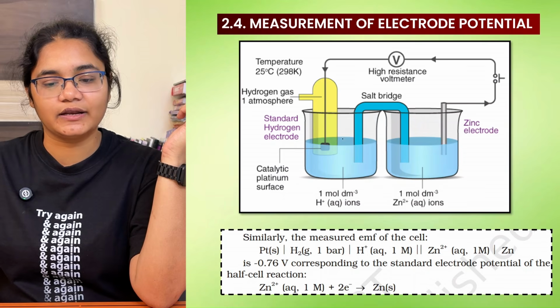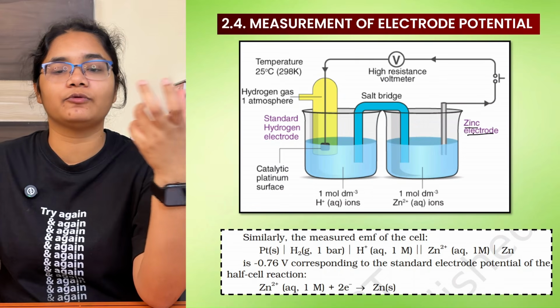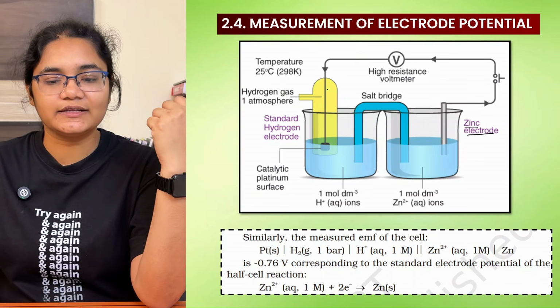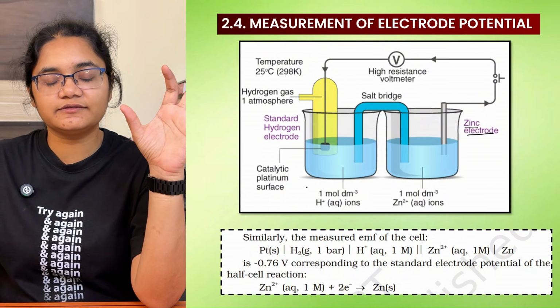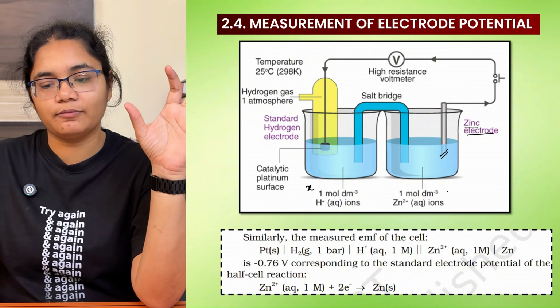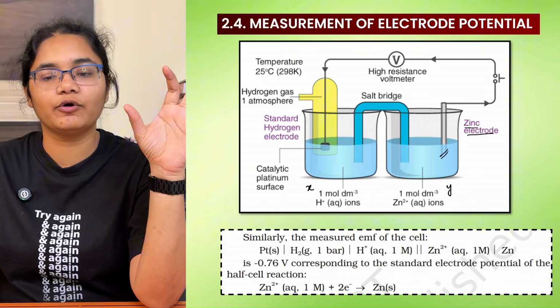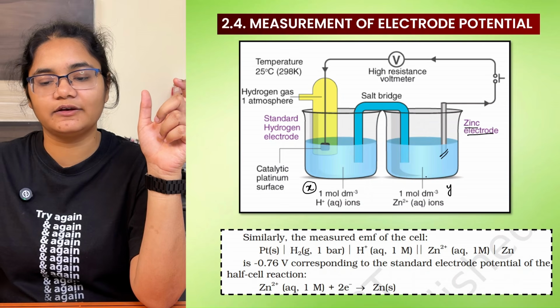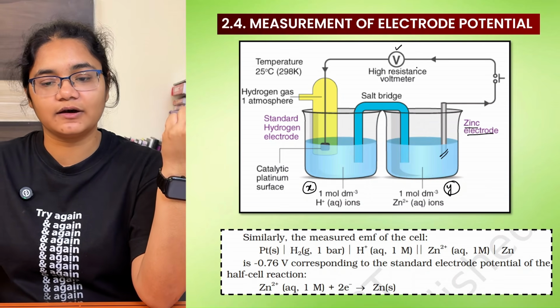So on one side you have to take the hydrogen electrode, and on the other side you take the element whose electrode potential you want to measure. You can see on this side I have the hydrogen electrode and on this side I have the zinc electrode. This value is x and the value I want to measure is y. The voltmeter will give me the difference between x and y.